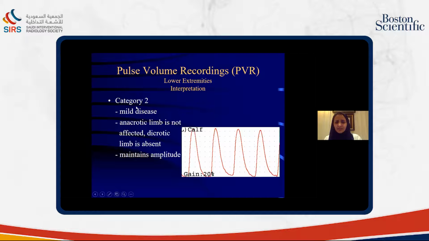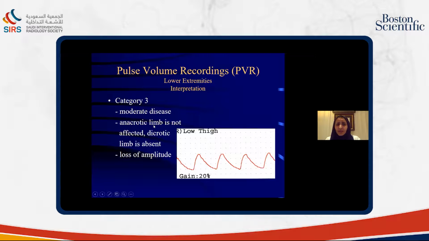If we have mild disease, this is category 2. We have the anacrotic, but we lose the other two components. So here is mild disease, because the amplitude is still high, so it's okay. But this is mild disease because we lost the distal notch.